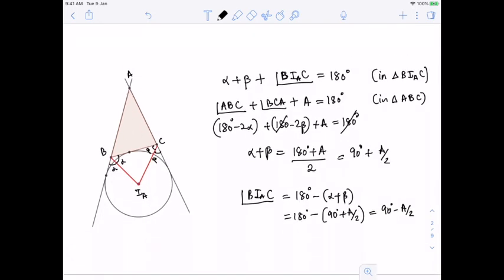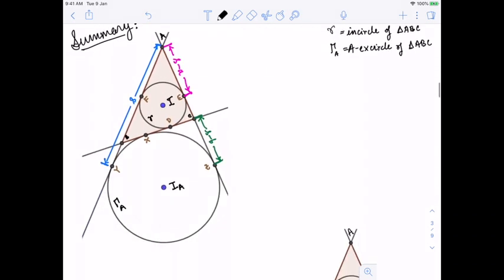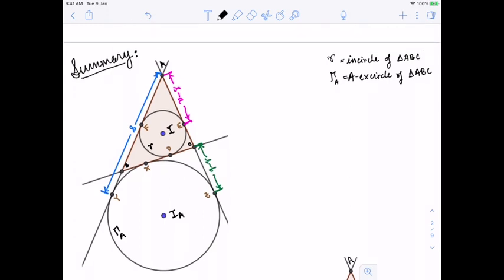So in fact, this is the formula. Okay, so we have a formula for BIAC as well, and that is 90 degrees minus A by 2. So now let's summarize whatever we have found. The lengths in the incenter-excenter setup are the following. I've drawn both the incircle and the excircle. You have the triangle, and AE, where E is the point of tangency of the incircle on AC. The length AE is S minus A.